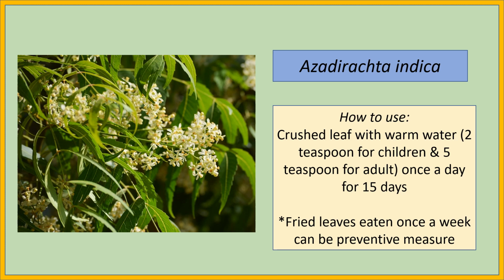So in this case, about two crushed leaves can be taken with warm water and then given to children, and about 5 teaspoons can be taken by adults, and this can be continued for about 15 days. So this is a way to get rid of helminths. On the other hand, there is a way to prevent such diseases. When you take fried leaves of neem once a week, this can help to prevent such diseases.